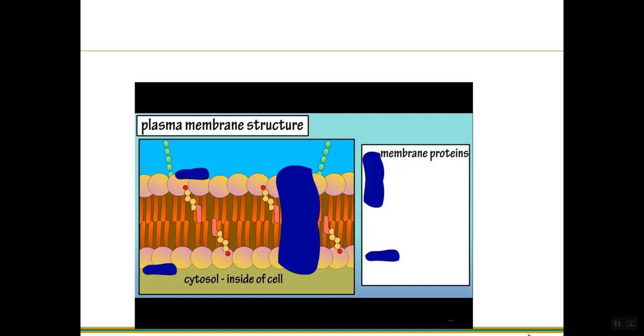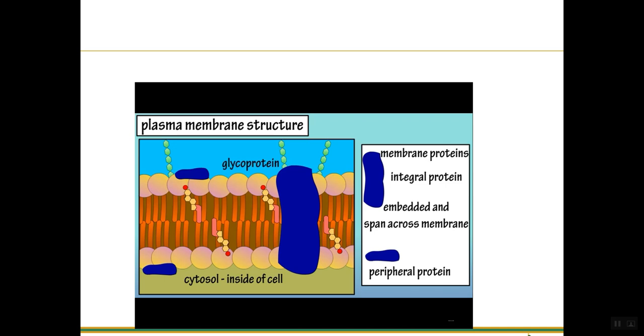Proteins are also dispersed throughout the membrane, and they have several key roles. There are two structural types of membrane proteins, integral proteins and peripheral proteins. Integral proteins are embedded in the membrane and extend across the membrane, with many being glycoproteins, which are proteins with carbohydrates attached. The carbohydrate portions of the glycoproteins and glycolipids help to form what is called the glycocalyx, which is a sugar-like coating on the outside of a cell's surface.